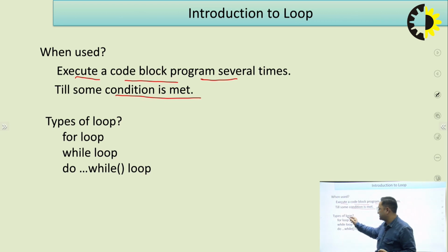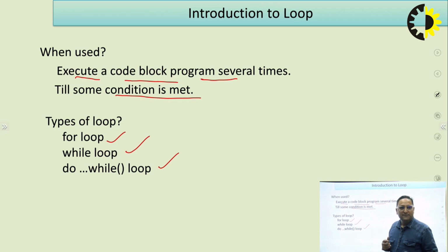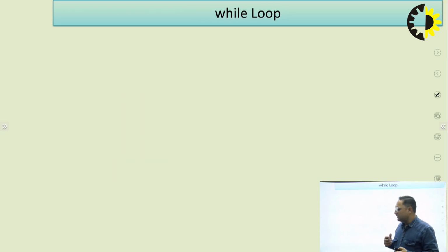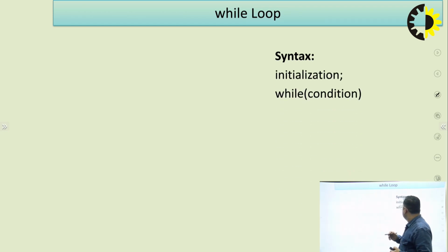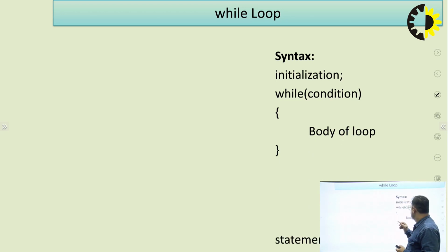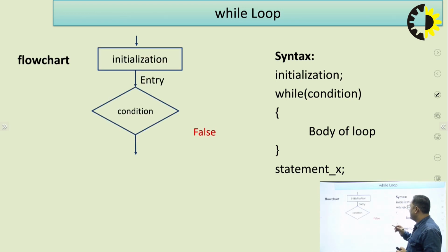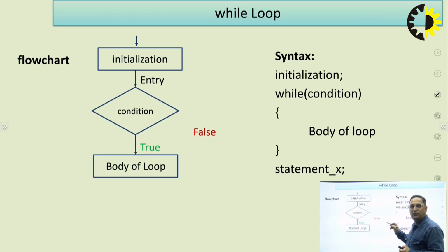There are several types of loops which are used. I'm talking here about C programming. In C programming there are the for loop, the while loop, and the do while loop. We'll go one by one through all these loops. First, the while loop. The syntax for the while loop is this one, and here is the flow chart. We'll go one by one.